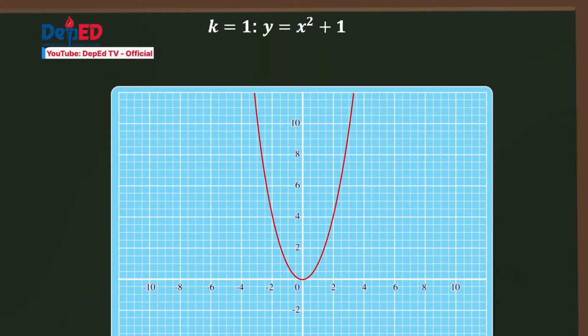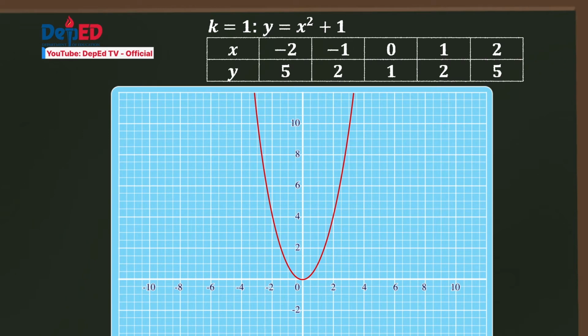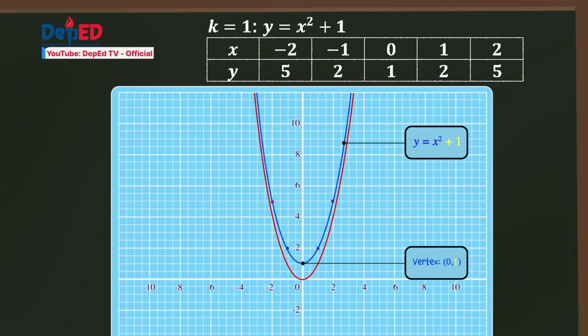When k is equal to 1, the equation becomes y is equal to x squared plus 1. The following ordered pairs can be plotted to sketch the graph: (0, 1), (-2, 5), (-1, 2), (1, 2), and (2, 5). And you might have observed that this curve is the same curve representing the parent function, but it is just shifted 1 unit upward. Also, you may have noticed that the vertex of the parabola with equation y equals x squared plus 1 is now (0, 1).